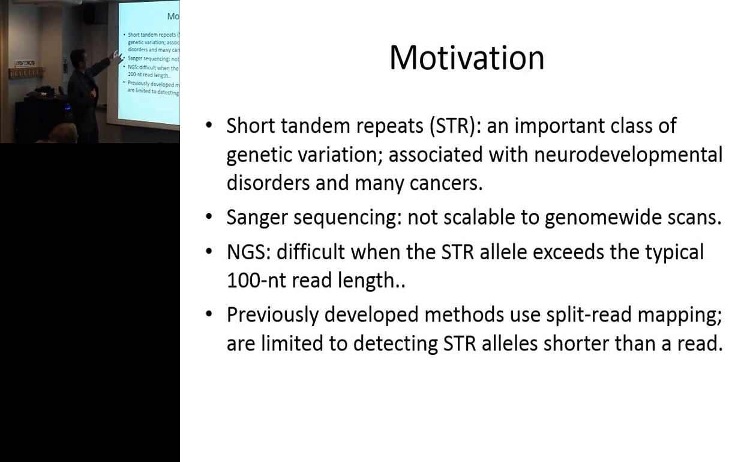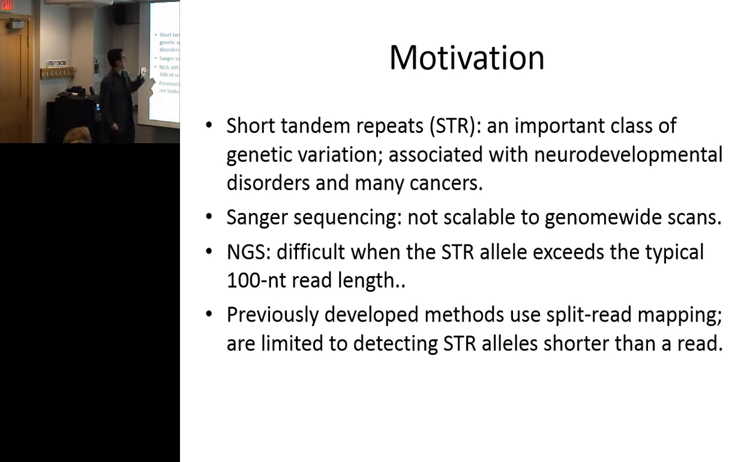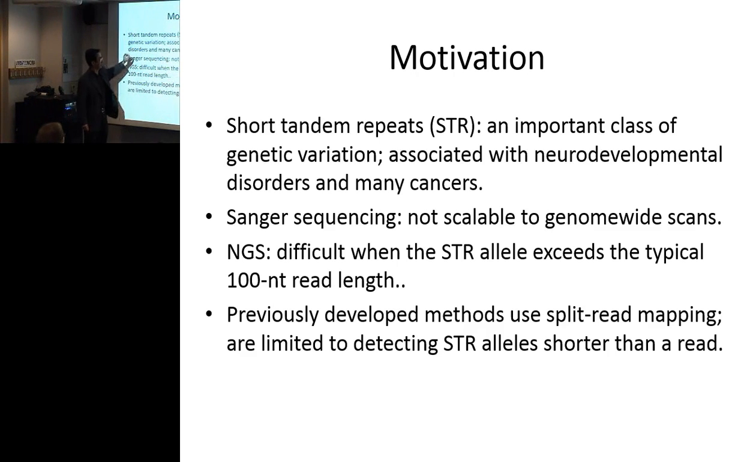STR, some people call those microsatellites. They're bigger than the indel. They're short tandem repeats, 2, 3, 4 nucleotides repeated many times. So they are an important class of genetic variation associated with neurodevelopmental disorders and many cancers. Margit will talk about how we applied it to study ataxia.